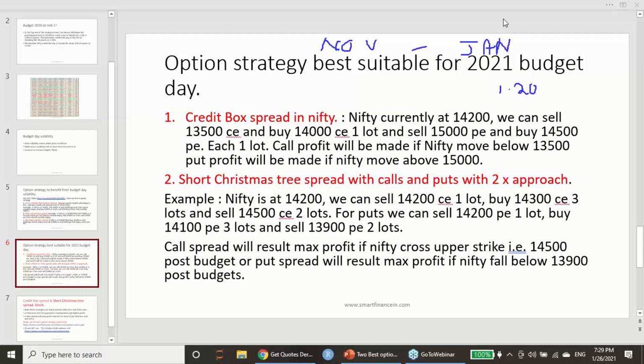So here are the two strategies I am recommending for this budget season. One, the short Christmas tree option strategy, which can give you profit when the band is penetrated, means Nifty goes above 14,500 or falls below 13,900, based on the reference price of 14,200. So tomorrow maybe things will be different. Credit box spread, I have a similar view. Either it can give a great downtrend or a great uptrend.